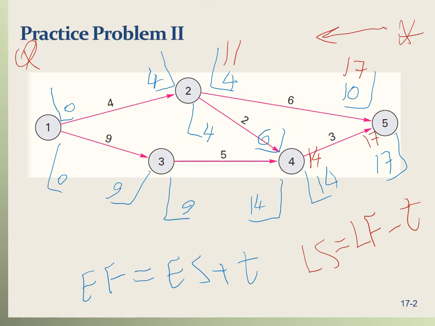Let's move on to the next activity, activity 2 to 4. The latest finish for activity 2 to 4 is equal to the late start of the next activity, so that's 14. And the late start, using the formula, is 14 minus t, so 14 minus 2, that's 12.